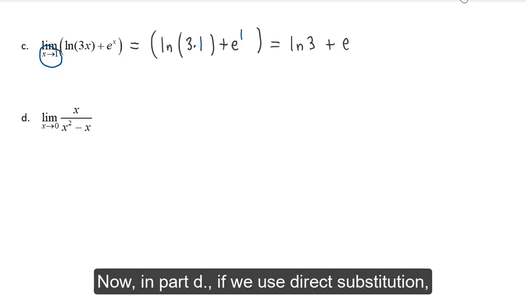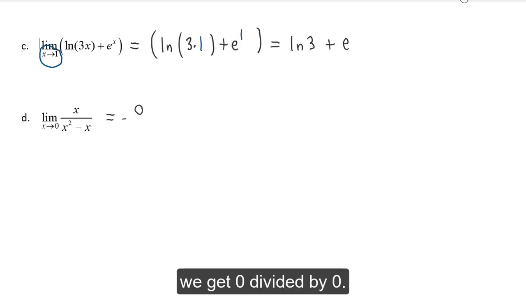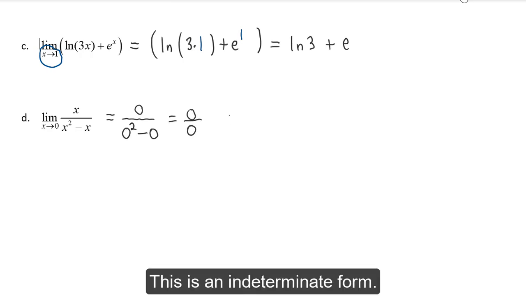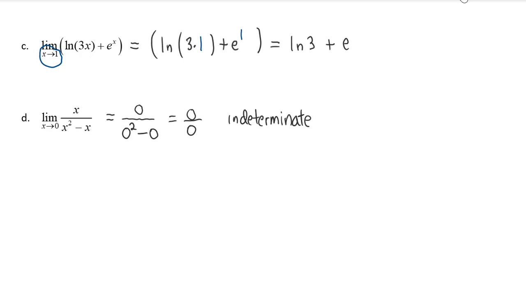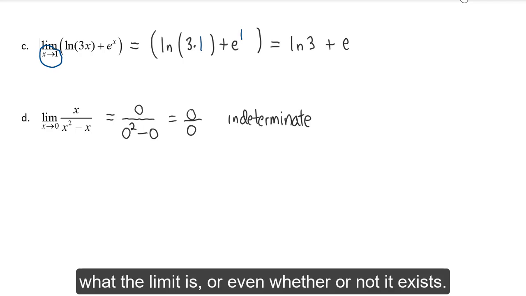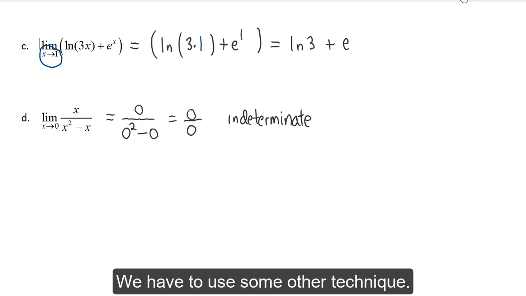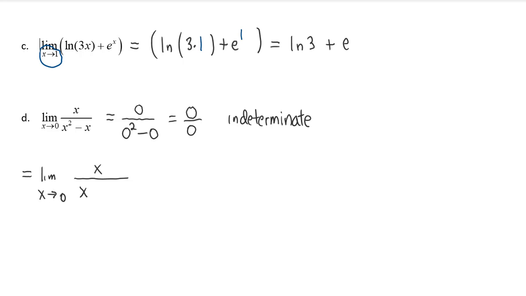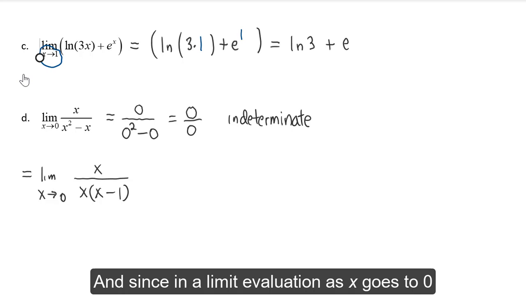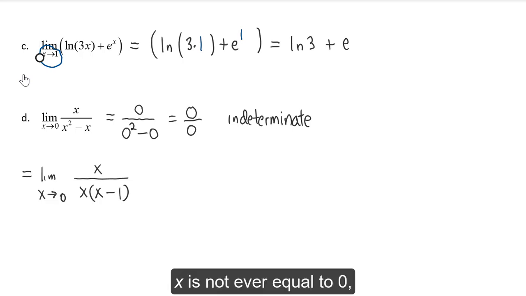Now in part D, if we use direct substitution, we get 0 divided by 0. This is an indeterminate form. Indeterminate means you can't tell what the limit is or even whether or not it exists. We have to use some other technique. Let's try algebra, specifically factoring. And since in a limit evaluation, as x goes to 0, x is not ever equal to 0, we're not dividing by 0. And we get 1 divided by 1.